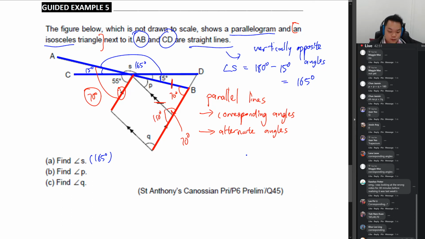The other way you can see this is because this is 70 degrees, and because these two lines are parallel, angle Q also has to be 70 degrees. Correct?